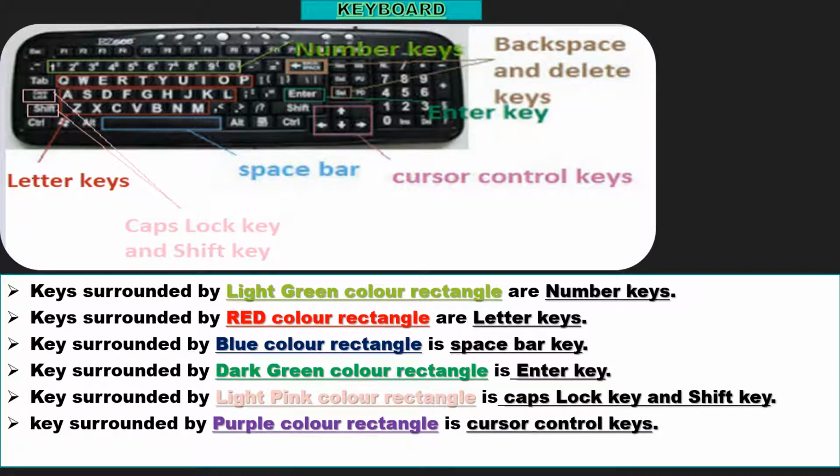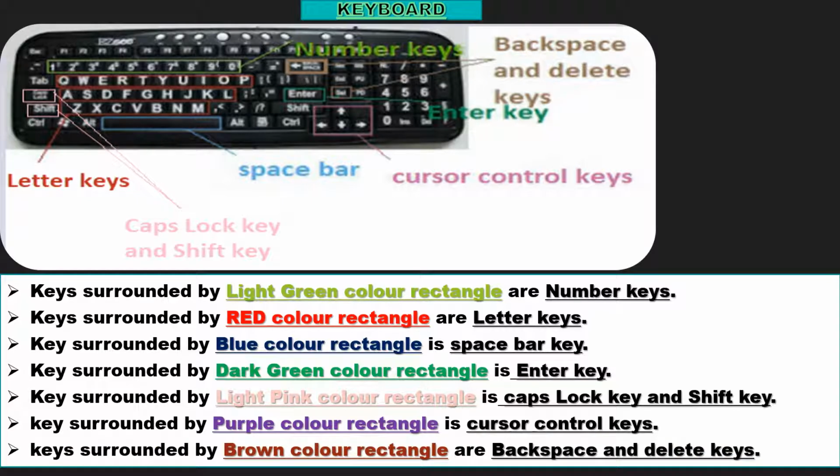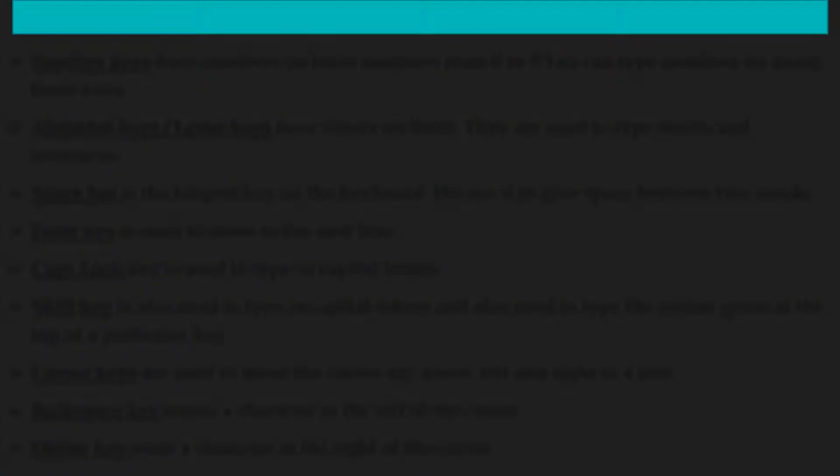Key surrounded by purple color rectangle is cursor control key. Keys surrounded by brown color rectangle are backspace and delete keys. So each key has a specific use. So let's study about the function of each key.